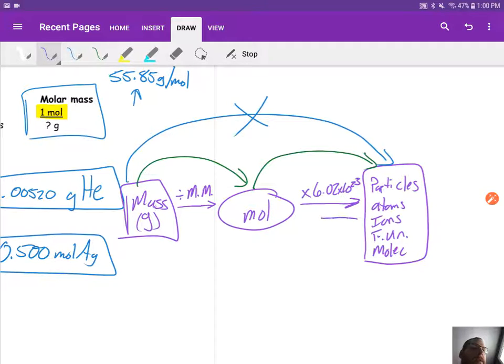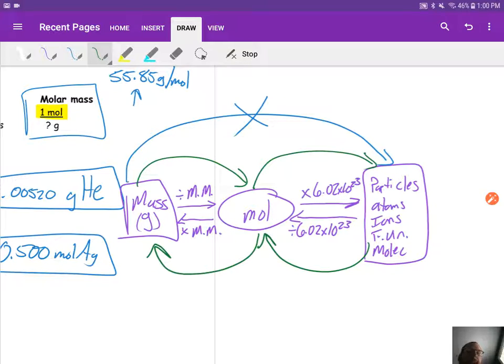Now, if I want to go the reverse, if I want to start over here at particles, like this problem is, then I've got to go from particles back to moles. Well, what's the opposite of multiplying? That would be division. So I'm going to divide by Avogadro's number to get me back to moles. Then once I'm back at moles, I can do the opposite of dividing by molar mass. I can multiply by it to get to grams. All right, and that's exactly what we're going to do in this problem. We're starting at particles. We have to go back to moles first, then we can go to mass, to grams.